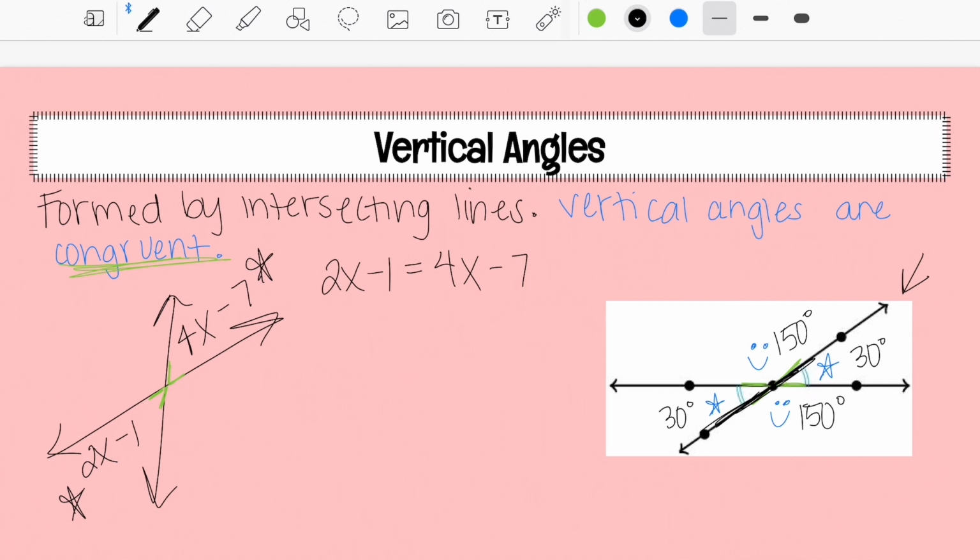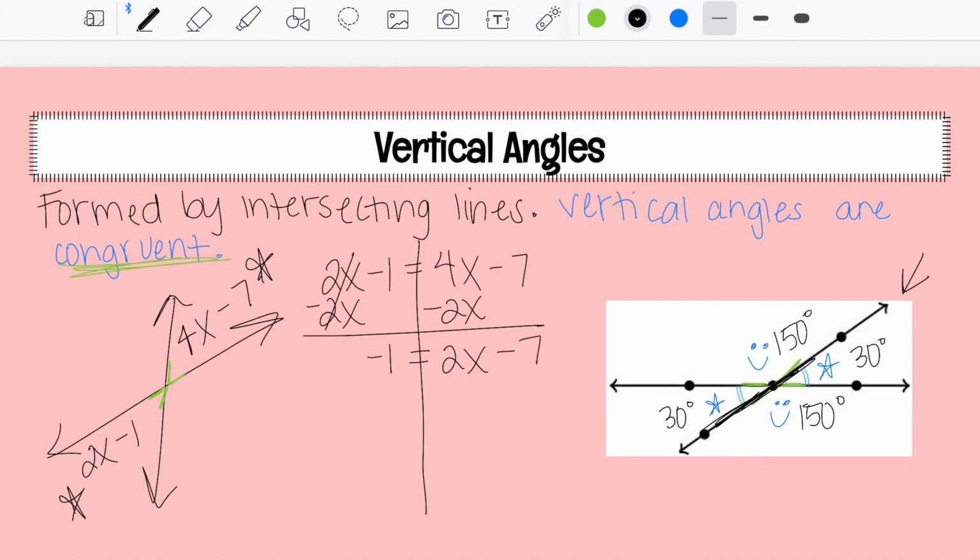And now I have variables on both sides of my equation. So what I need to do is move all my variables to one side and then my constants to the other. So I'm going to move the 2x, and I can create a zero pair with positive 2x by subtracting 2x. And if I do it to one side, I need to do it to the other. 2x minus 2x leaves me with 0, and I'm left with a negative 1 on my left-hand side. 4x minus 2x is a positive 2x, and I still have this minus 7.